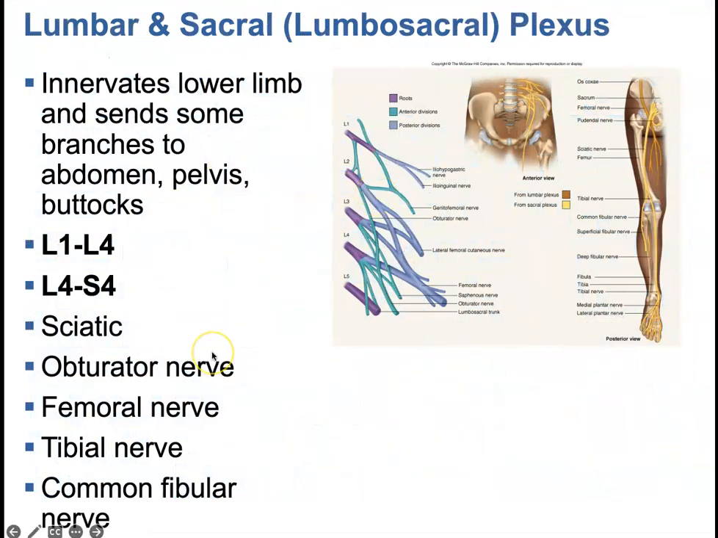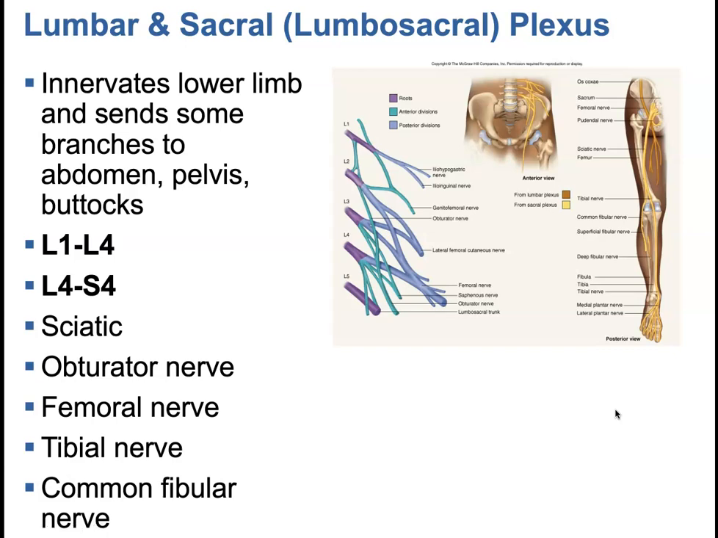Then when we look at the lumbar and the sacral region, the lumbar plexus is going to run between L1 and L4, and then the sacral plexus runs from L4 to S4. Collectively, these are called the lumbosacral plexus, and so what we're looking at now is lower body. The big nerve that comes off of this one, obviously, is the sciatic nerve, and that sciatic nerve runs all the way down to the back of the foot, and it's actually two nerves that are put together, right?